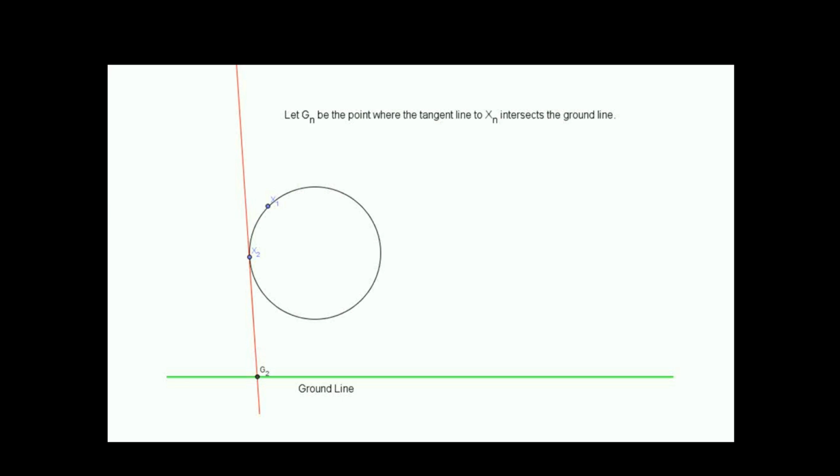Well, in general, we'll have a lot of points, x1, x2, x3, all the way up to xn. And I'll tell you how to generate point xn plus 1 in terms of the previous 2 points, xn and xn minus 1. So here's how it goes. The first step is that you draw a tangent line to xn, in this case n is 2, and you find out the point where that tangent line meets the ground line. I'll call that G2 in this diagram.